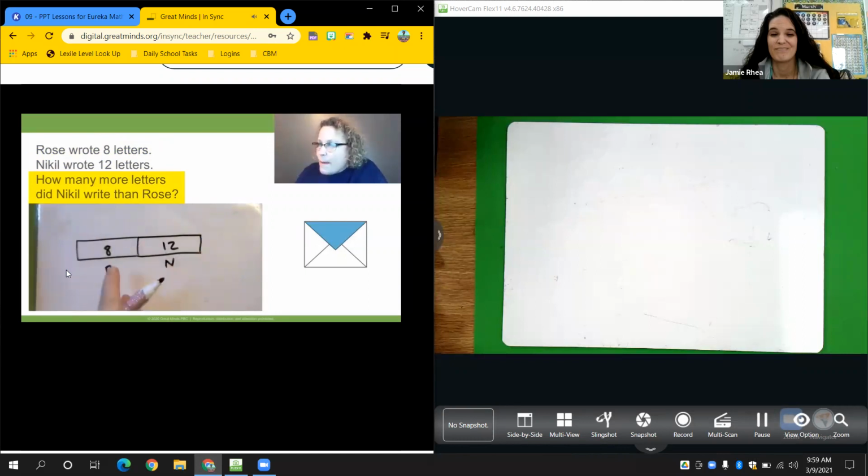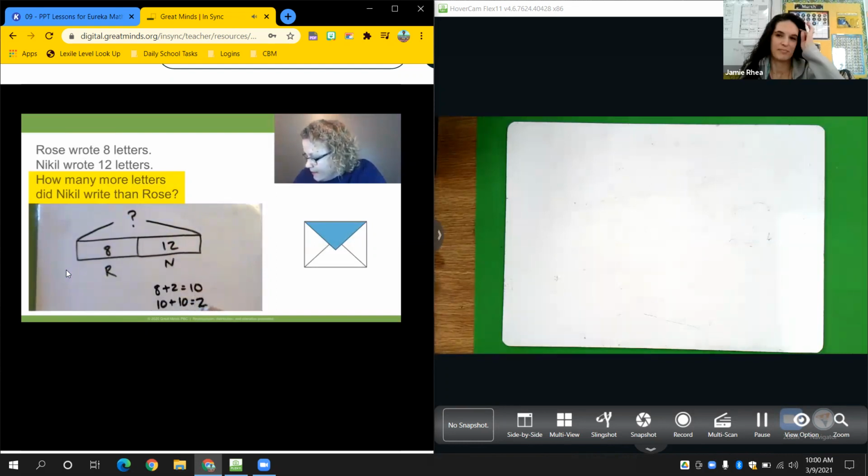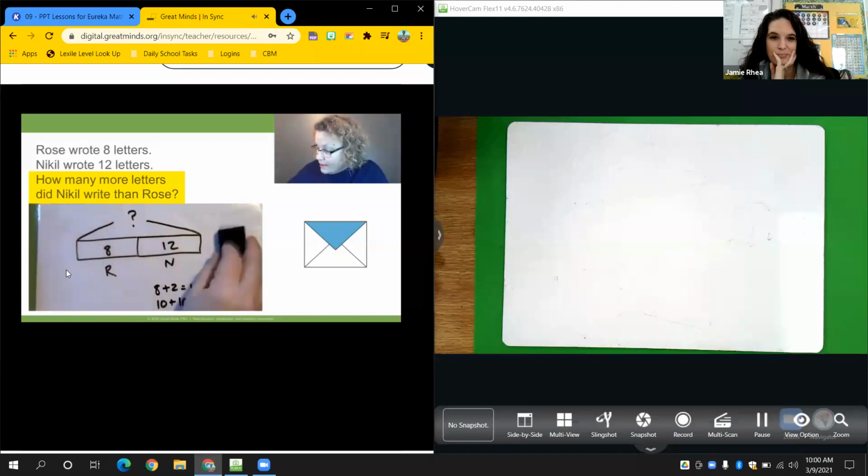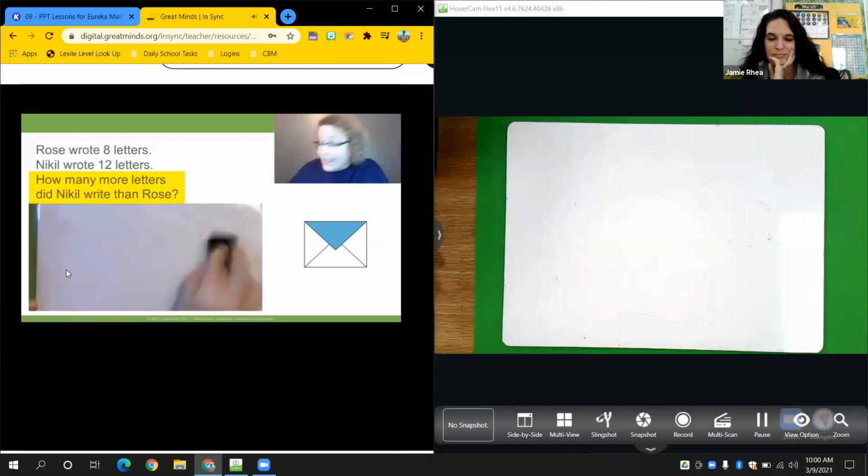This looks like I have a part and a part, and what I'm looking for is the whole or the total. And I know that 8 ones and 2 ones is 10, and then I have 10 more from the 12 that I would need to add to this 10, which is 20. But does that make sense? Did Nikhil write 20 more letters than Rose? No. Okay. So I tried this one. It didn't work. That's okay. That gives me information. Let me try something else.